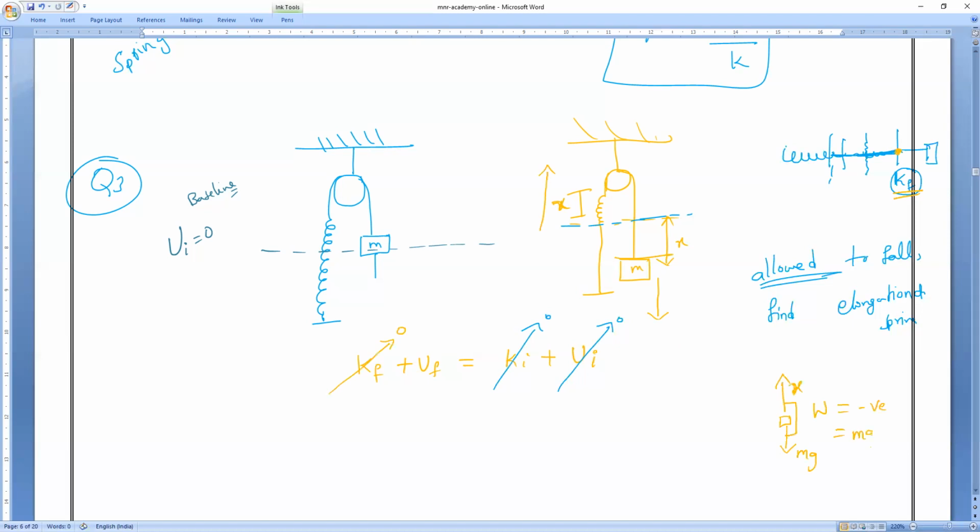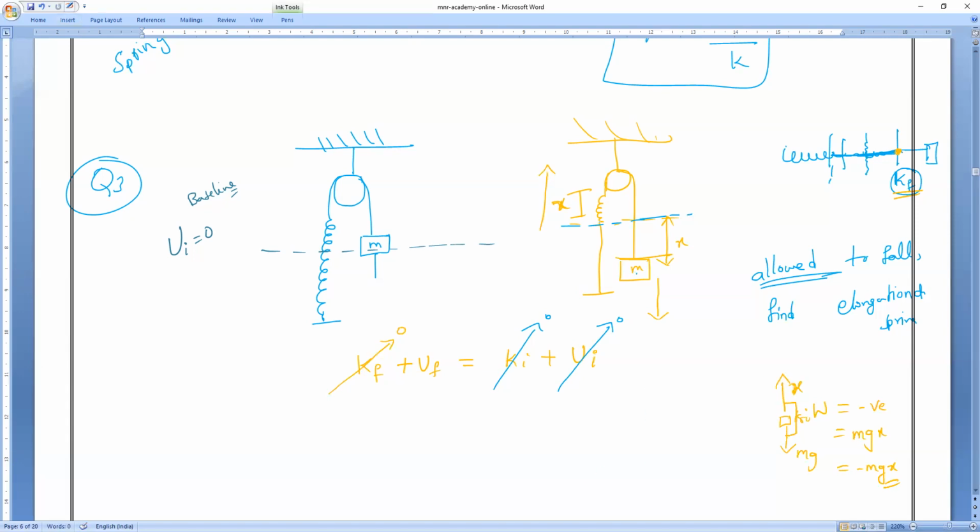Force is mg, displacement is x, and both are opposite, so the angle will be 180. So 180 means it is cos 180, which is equal to minus mgh. Do you all understand, everybody? Yes? Yes, sir. Now that is the final potential energy of the body.